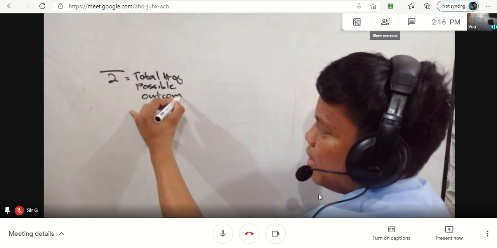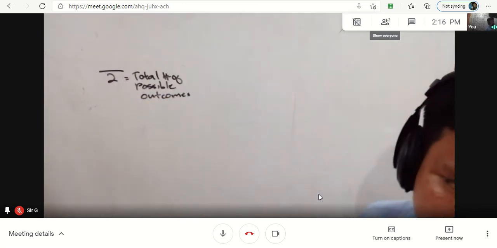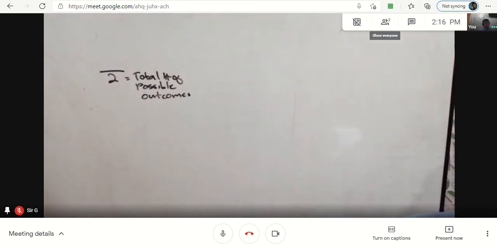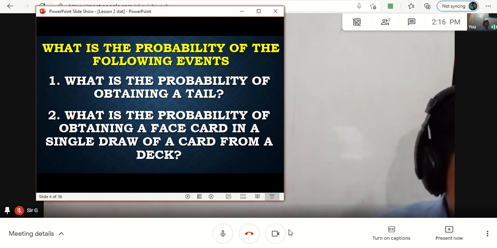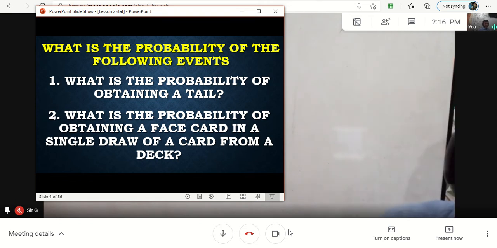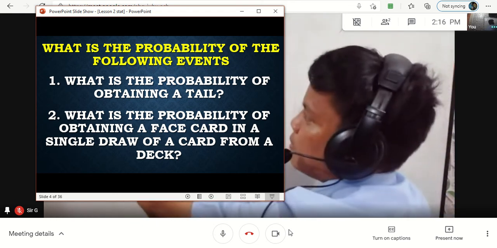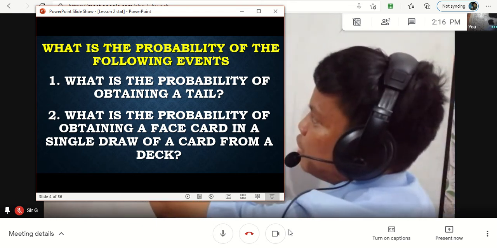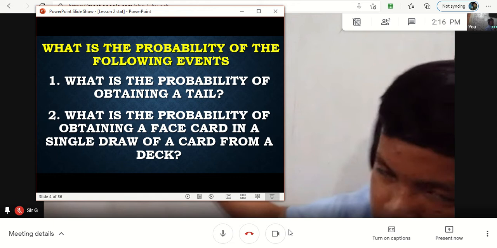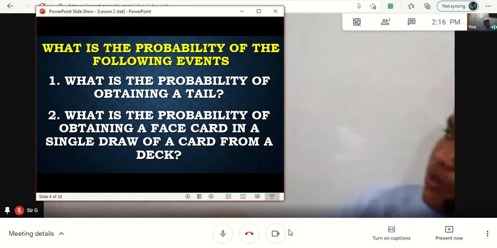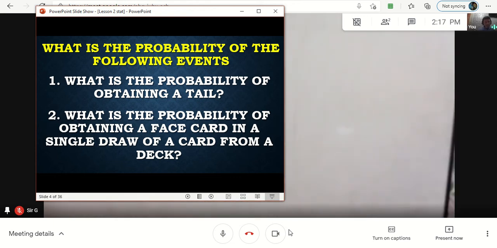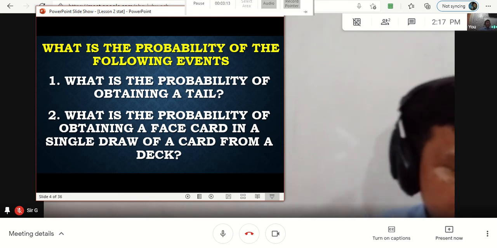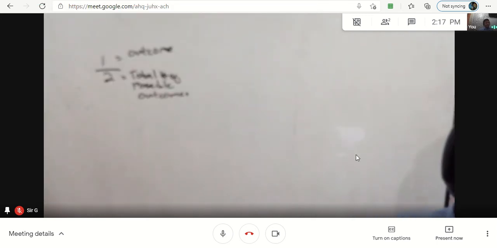Kasi yung bagay natin sa number 1 is a coin. And also, the question is, balikan po natin yung question. What is the probability of obtaining a tail? Ang tanong, ilan bang tail meron sa coin? Di ba, isa lang po. So, therefore, that is 1/2. Yung denominator, lagi po yan kung ilan ang possible outcomes. And also, yung 1 is kung ilan yung tinatanong doon sa question. Obtaining a tail. Ilan ba ang tail sa coin? Isa lang. So, therefore, the probability of obtaining a tail is 1/2.